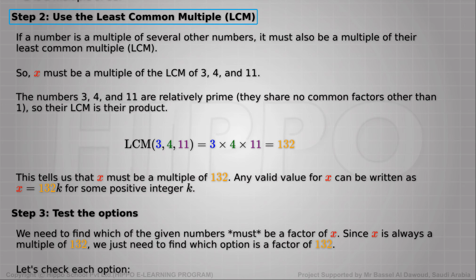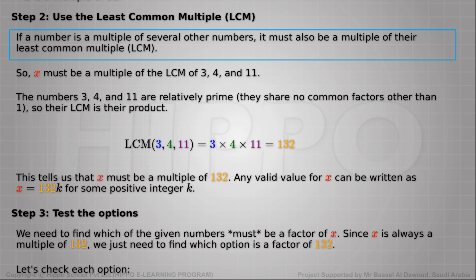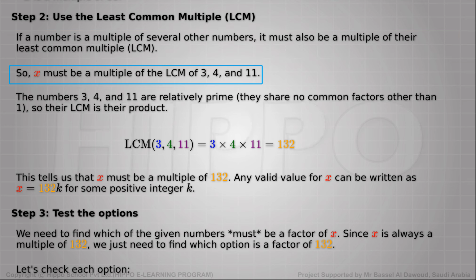Now for step 2. Since x has to be a multiple of all these numbers, we need to find the smallest number that satisfies this condition. This brings us to a very important concept, the least common multiple, or LCM. As the text states, if a number is a multiple of several other numbers, it must also be a multiple of their LCM. So, our task is to find the LCM of 3, 4, and 11.